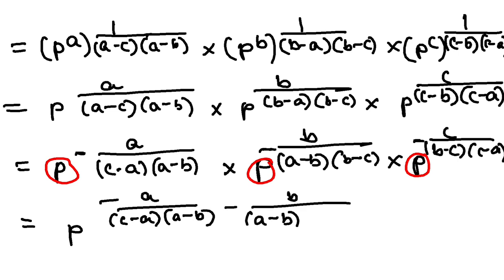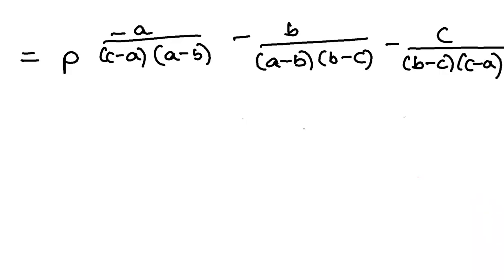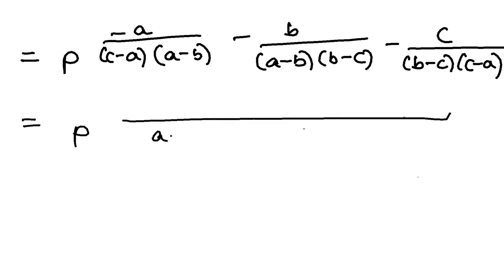Observe carefully, the observation is important because the equation is a little complicated. Now what I'll do, I will take the LCM. So LCM is a minus b, b minus c and c minus a.